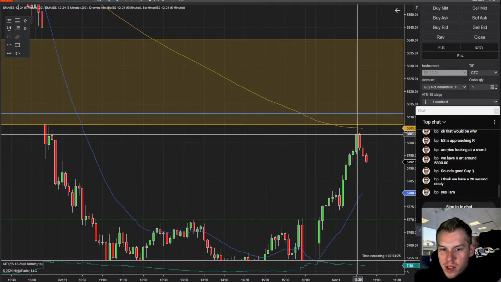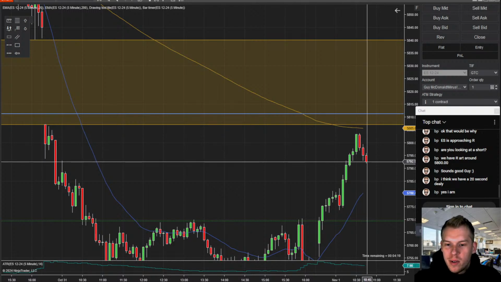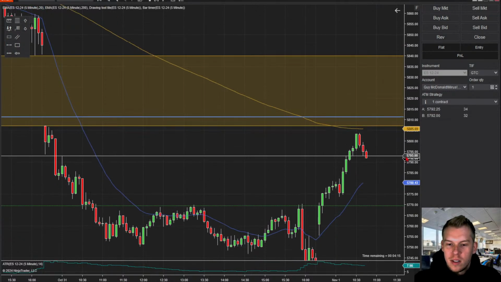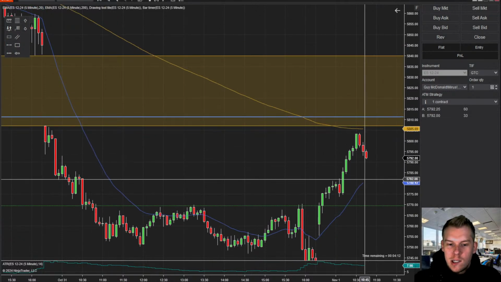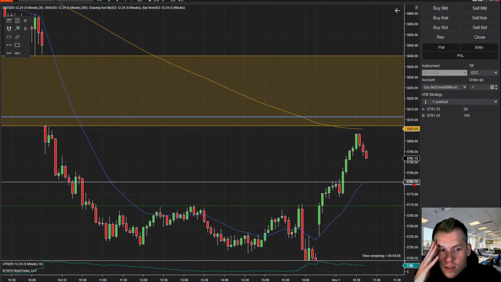So bulls that bought this close, they're not feeling too good after this. However, I still expect the market to try to test back up.